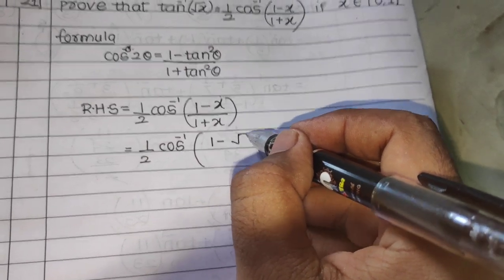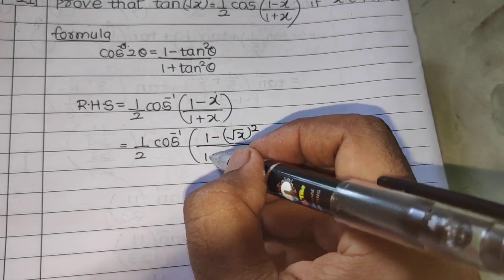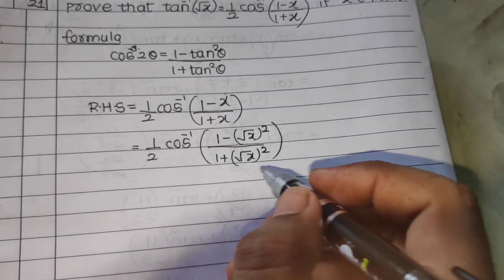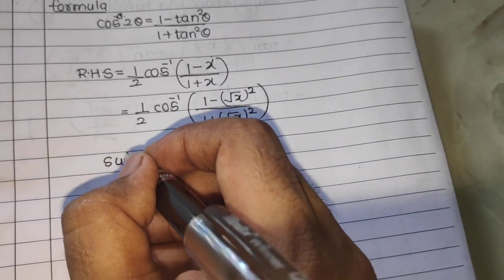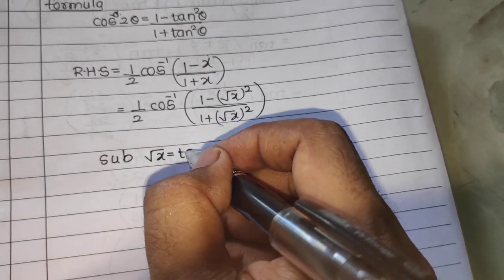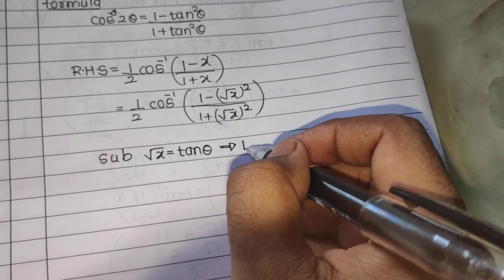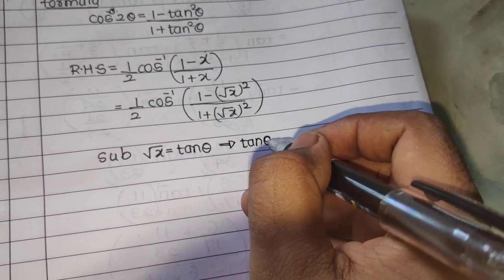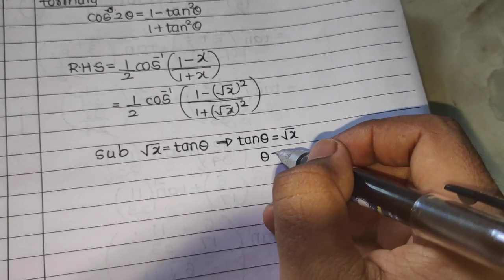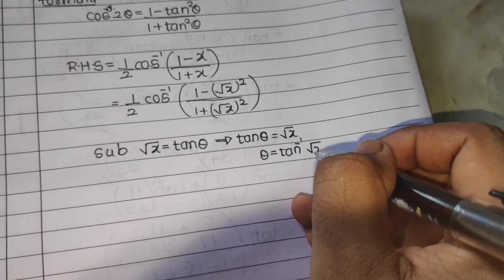Now x can be also written as root x the whole square. Substitute root x equal to tan theta. This shows tan theta equals root x, and this shows theta equals tan inverse of root x.